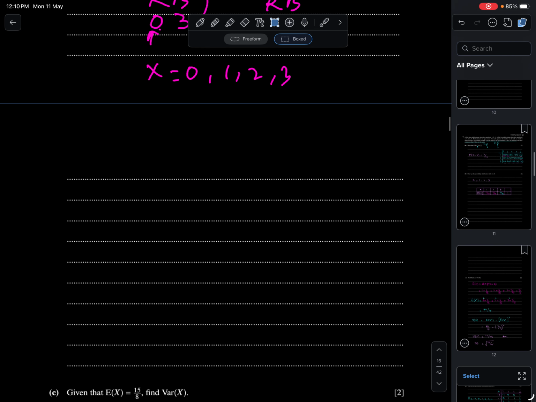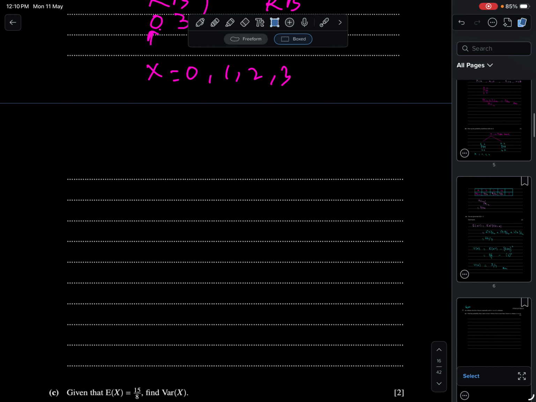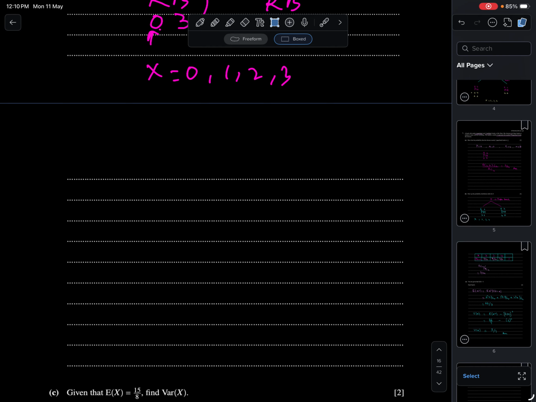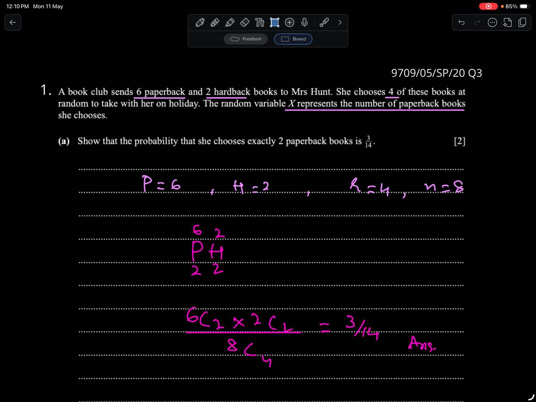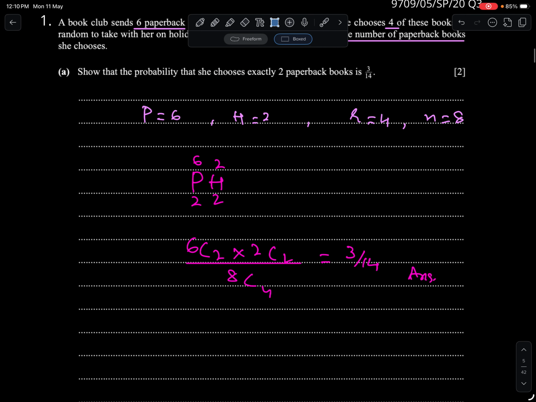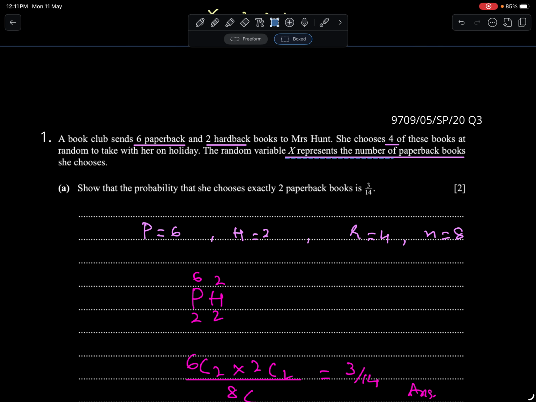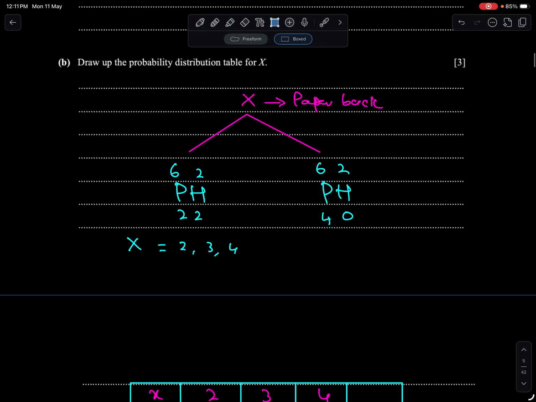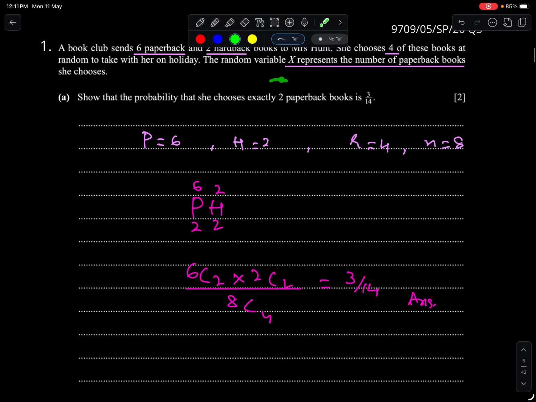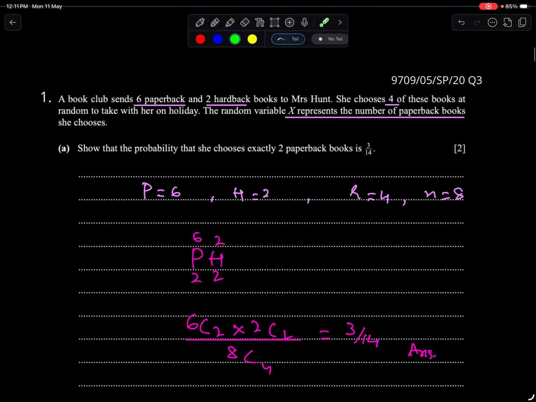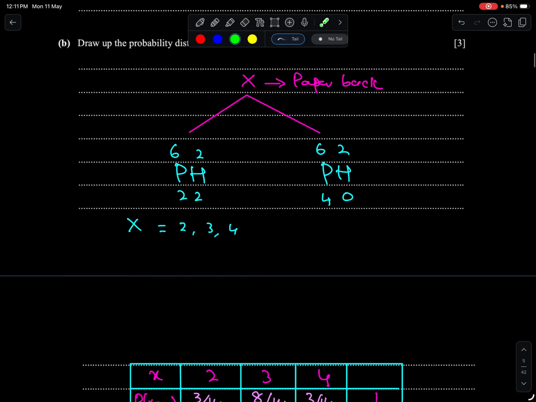Let me show another question of this. This question. See, here x represents the number of paper bags. Now decide the values of x. So paper bags are 6, hard bags are 2, 6, 2, and we have to select, she chooses 4. Now write 4 here and 0 here.